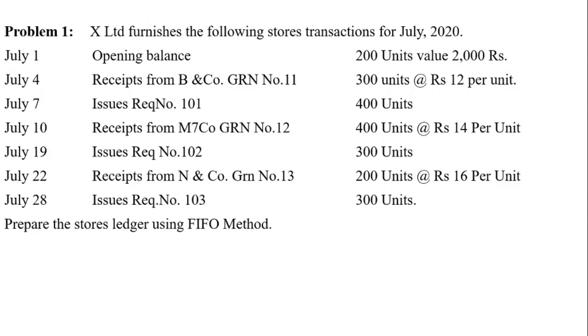Here, the goods receipt number is for receipts. When we purchase, we keep one receipt, and that receipt number is given here. Then the issues requisition number: the production or manufacturing department issues a requisition to the stores department to release the materials to the production department. Those requisitions are given numbers, requisition number 101, 102, 103, like that. If you observe, the receipts are 11, 12, 13 and the issues are 101, 102, 103. This is the process followed by the production or manufacturing department.